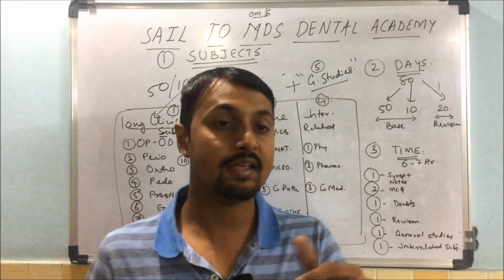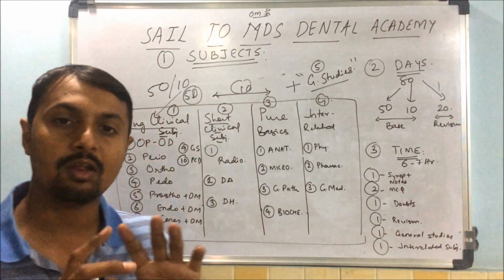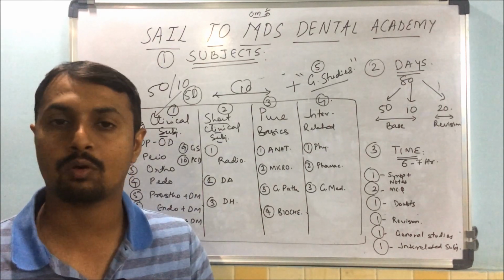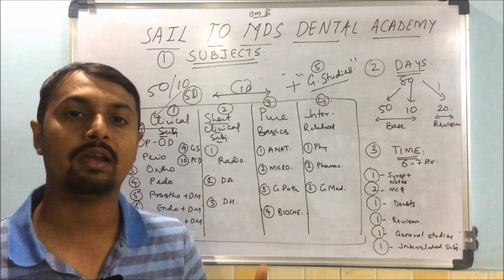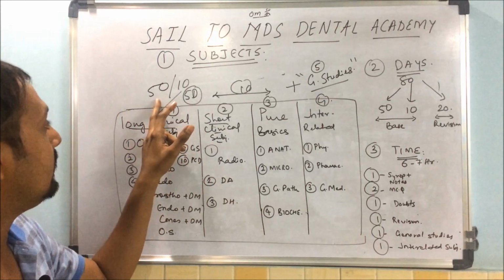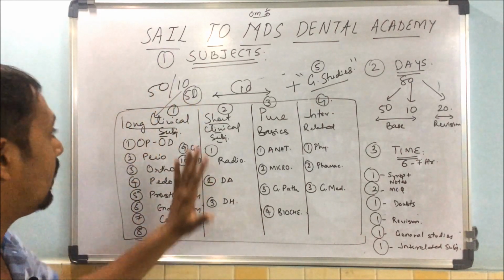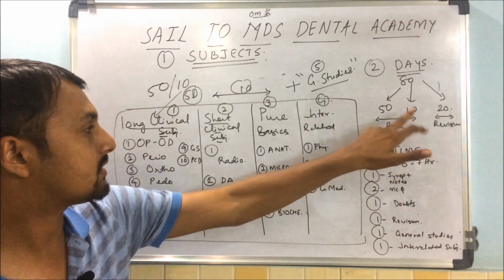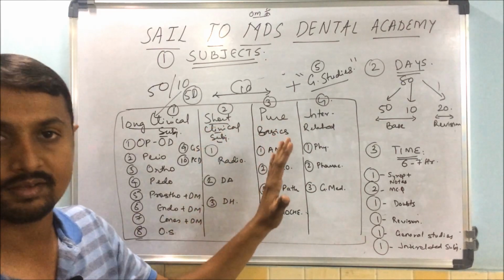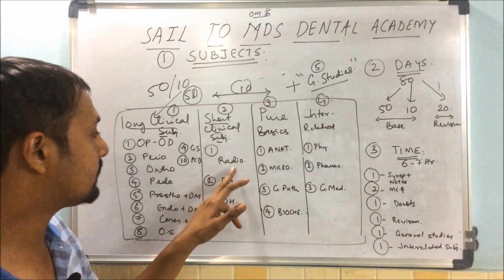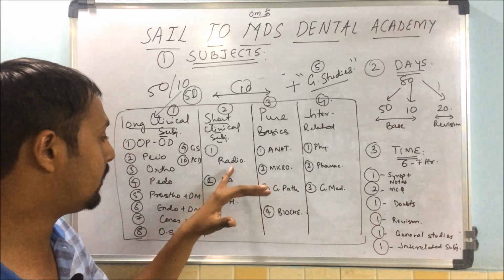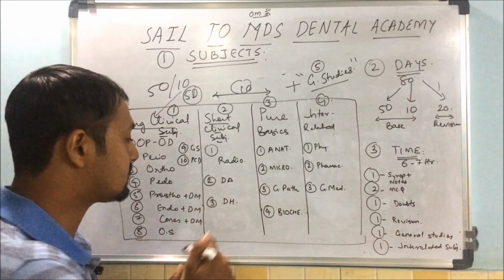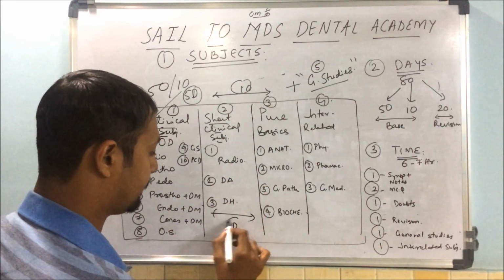Okay, so 5 days for each subject. Divide your topic wisely. Today you open your Pulse or Gauri Shankar and divide it accordingly. Fine. So in this 50 days you have to do the long clinical subject. Then for these 10 days you have these 2 categories. Okay, for short clinical subject you can assure that you can complete radiology, DA and DH within just 3 days.